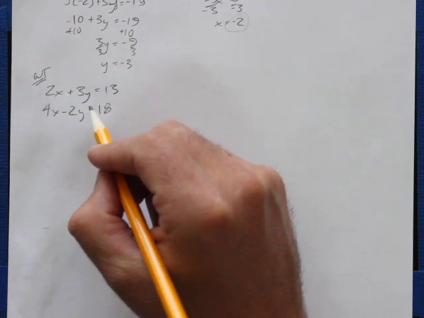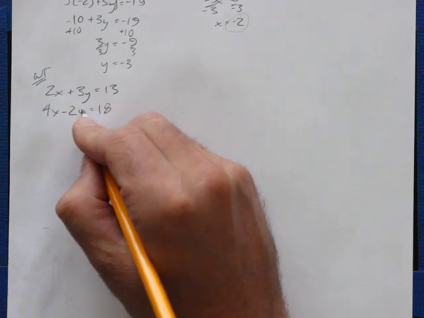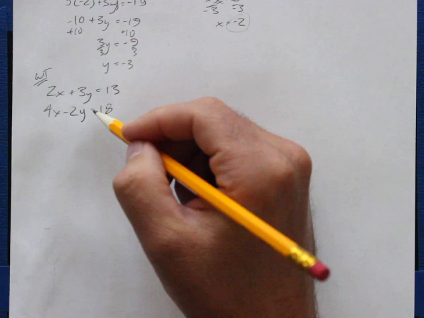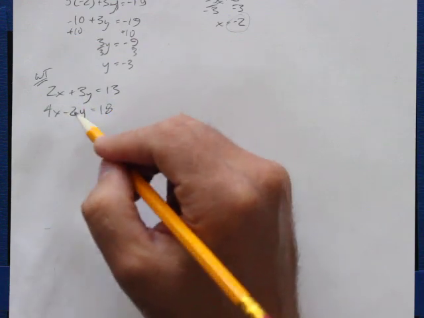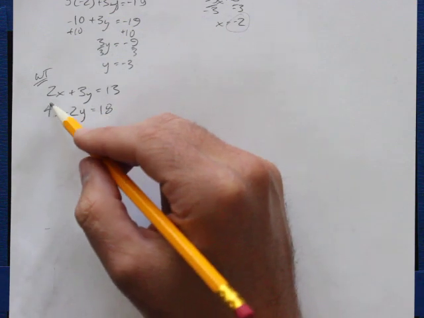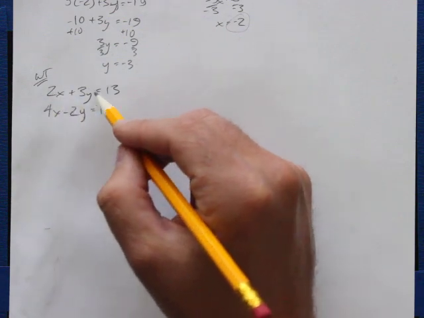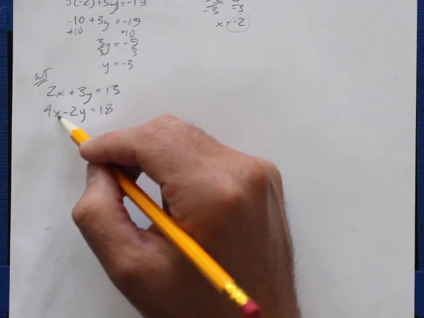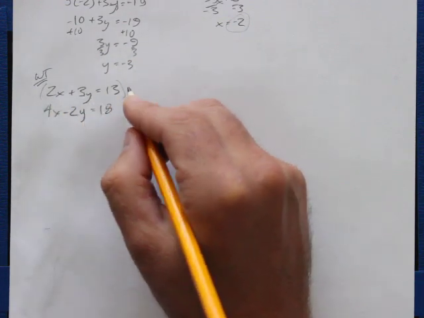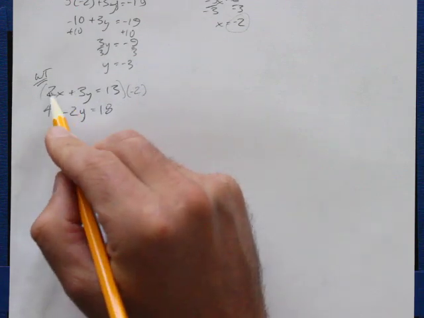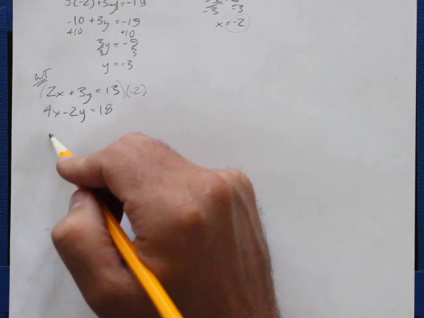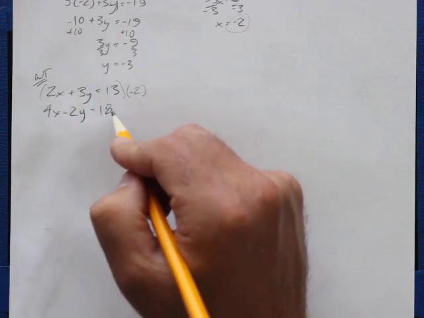This time I'm going to need to multiply one of these equations or both of them by some number in order to make it so I can eliminate something. For this one, I'm going to look at the one on the top, which is 2x, and the one on the bottom is 4x. So if I multiply the whole top by negative 2, then this will make that negative 4x, and then I can eliminate the 4x. So that's how I'm going to work this out.